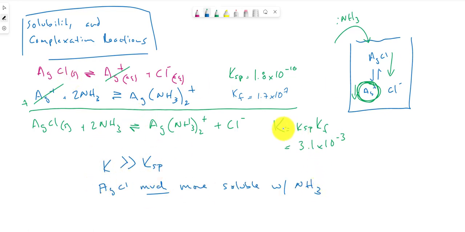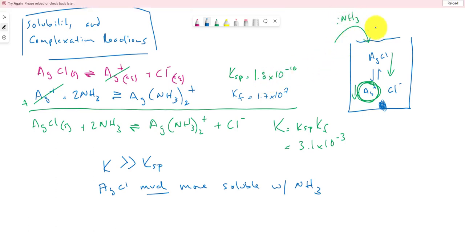So just to be clear then, our K is much greater than KSP, so silver chloride is much more soluble when we have NH3. If you physically added a chunk of silver chloride to a beaker of water, it would probably just sink to the bottom, and so little of it is soluble that you wouldn't even notice those ions that went into solution. But once you dump ammonia into the system, you'd start to see it disappear. It would actually dissolve before your eyes because you are increasing the solubility of silver chloride by about a factor of 10 million.